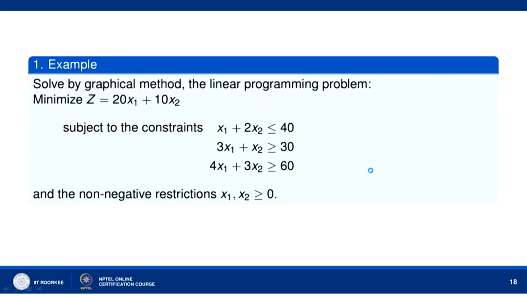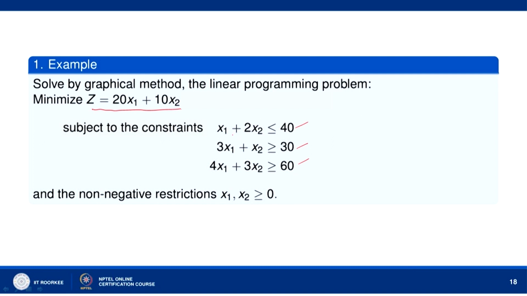Now, consider this case: we have z equal to 20 x1 plus 10 x2, and we have these constraints, x1 plus 2 x2 less than or equal to 40. So, we are given three inequations, and we are given z equal to 20 x1 plus 10 x2, with x1, x2 bigger than or equal to 0. Let us see how we can apply the graphical method to determine the solution to this problem.